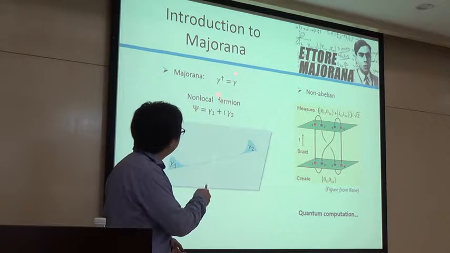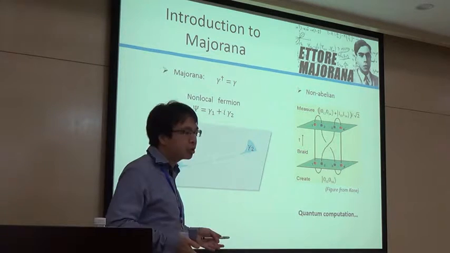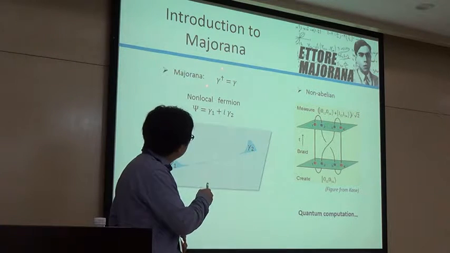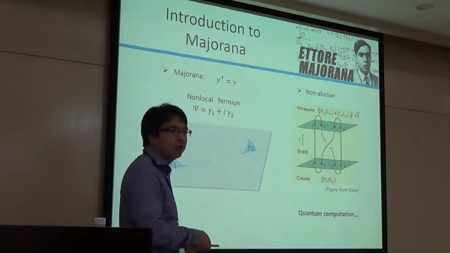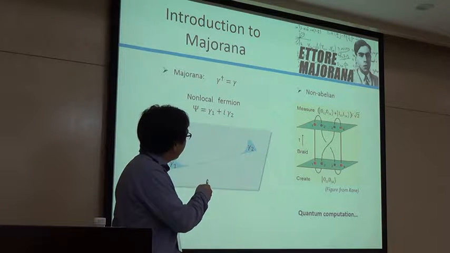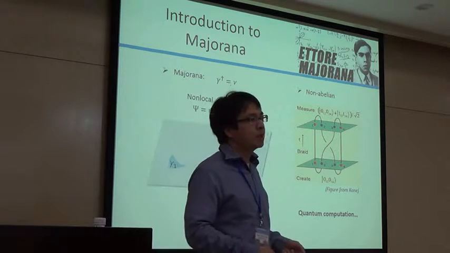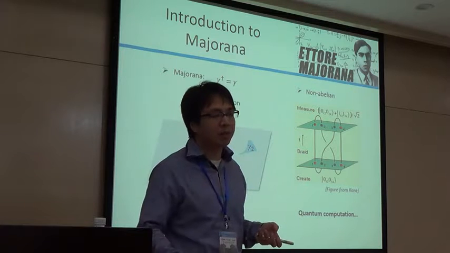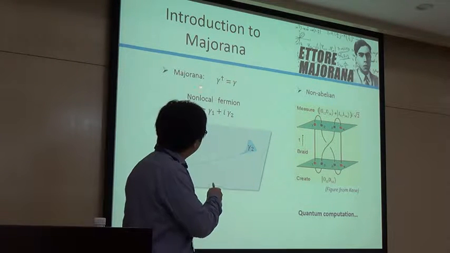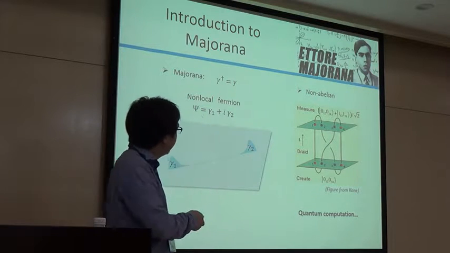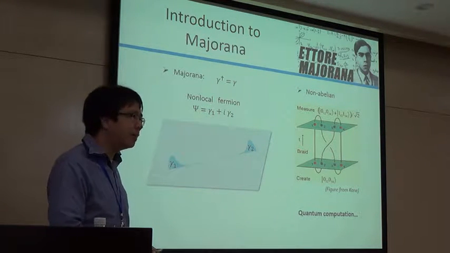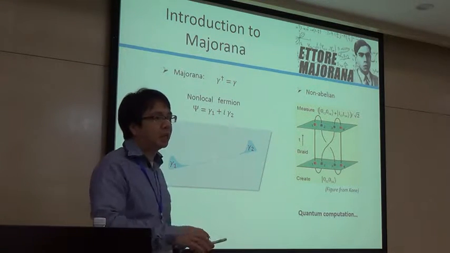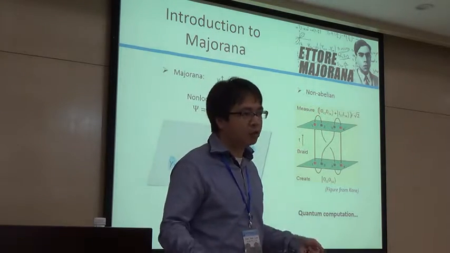In high energy, Majorana fermions are the real solution of the Dirac equation. In the condensed matter context, Majorana fermions have this self-conjugate property, gamma dagger equals gamma. The particle itself is also the antiparticle. In condensed matter physics, it seemed impossible to find them. Because of the self-conjugate property, it has only half the degrees of freedom of a usual fermion.